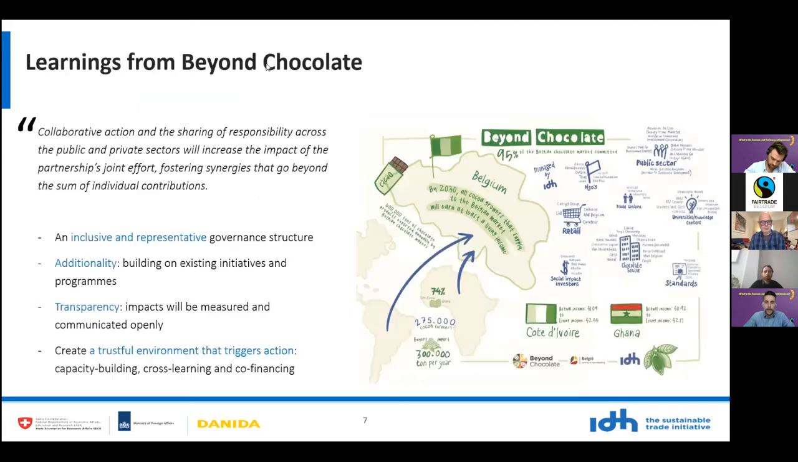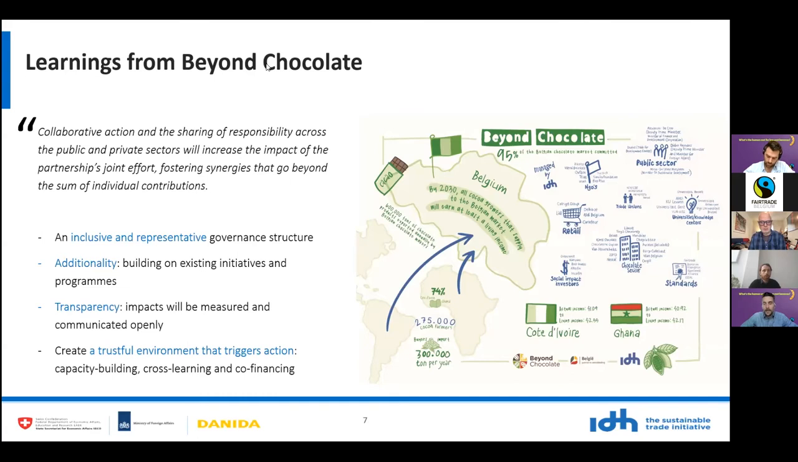And so these are examples I think we can start digging into to see what exactly is possible through these sector platforms. A couple of quick learnings from Beyond Chocolate. I will not go too much into detail here, but as I've said before, the ambition is really to create a setting where we can ensure that sharing responsibility and stimulating collaborative action will increase the impact of our joint effort. Again, we know it is complex. We know we will need every stakeholder to take an additional step. What is important to make this work, I believe, is that we have a clear, inclusive and representative governance structure. So every stakeholder, again, needs to be empowered in these partnerships to take up their role and responsibility.